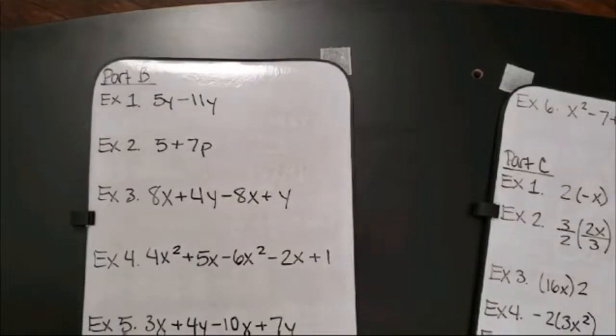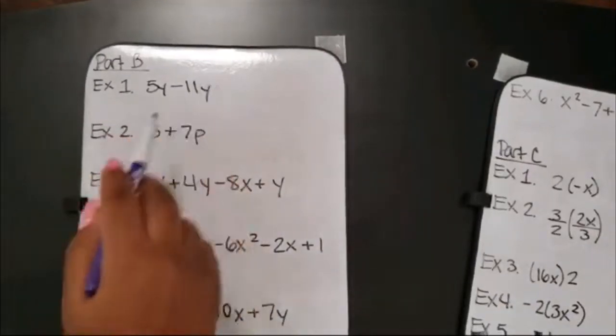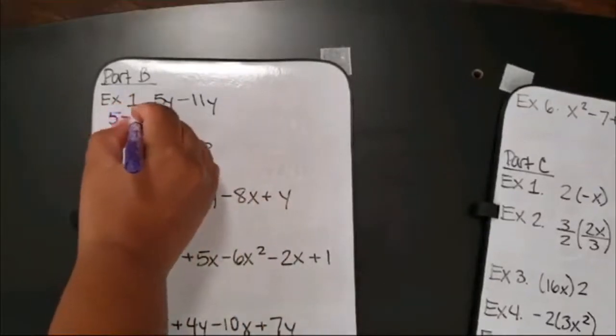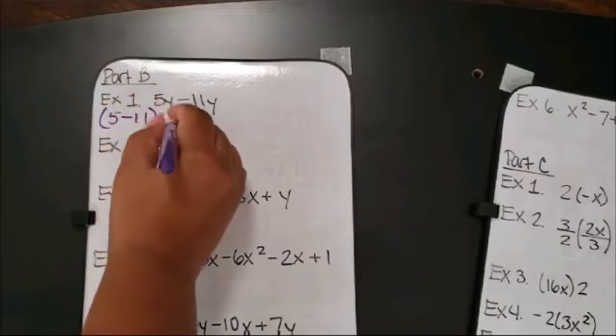So make sure you read the distributive properties and all of that, the associative, commutative properties, all of that information you need to read. So for number 1 in section part B, 5y minus 11y, all we have to do is 5 minus 11.